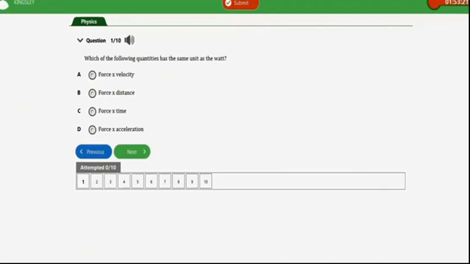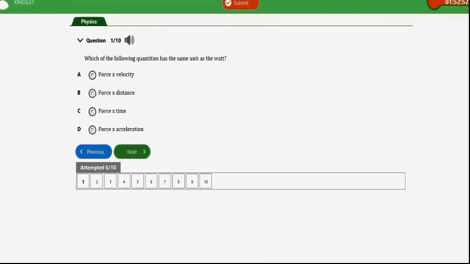It says, which of the following quantities has the same unit as watt? So we have the first option, force times velocity. The second option, force times distance. The third option, force times time. The last option, force times acceleration. So the correct option in this question is option A. Force times velocity has the same unit as watt. Alright, so take note of this particular question. I have often seen it repeated.